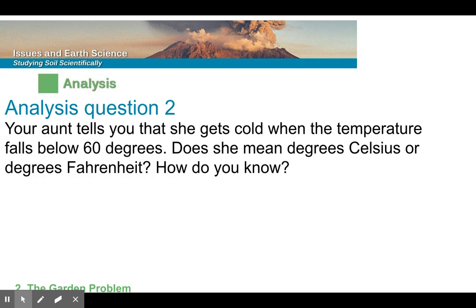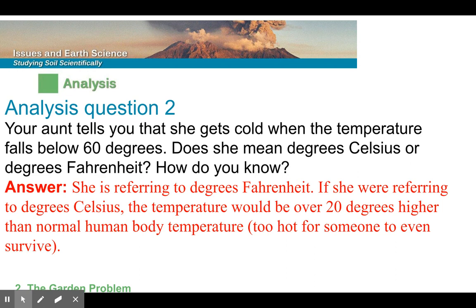Let's move on. Now this is question number 2. Your aunt tells you that she gets cold when the temperature falls below 60 degrees Celsius. Oops. I should have said that. When it falls below 60 degrees, does she mean degrees Celsius or degrees Fahrenheit? How do you know?